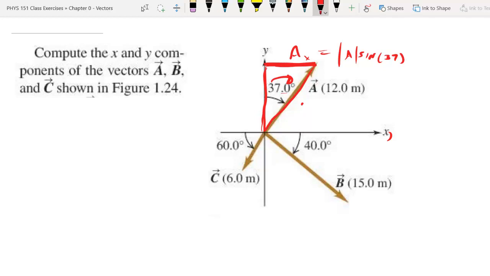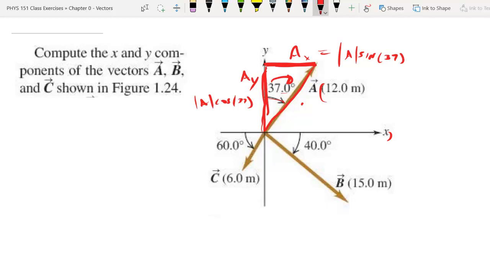Let's go ahead and do AY as well. AY is going to be our adjacent side, adjacent to this angle. So AY would be equal to the hypotenuse, which is the magnitude of vector A, times the cosine of 37, since it is the adjacent side there. So AY is the magnitude of A times the cosine of 37. Okay? That's how we can get the components from that triangle.